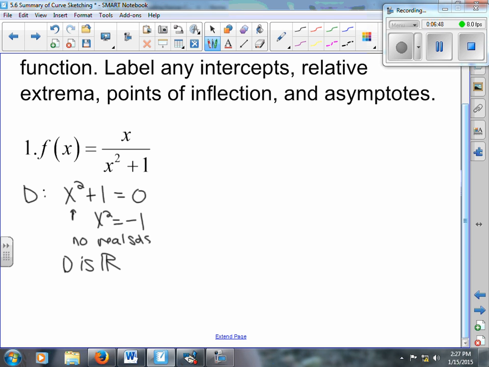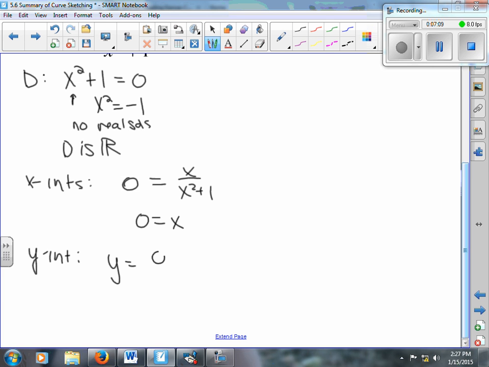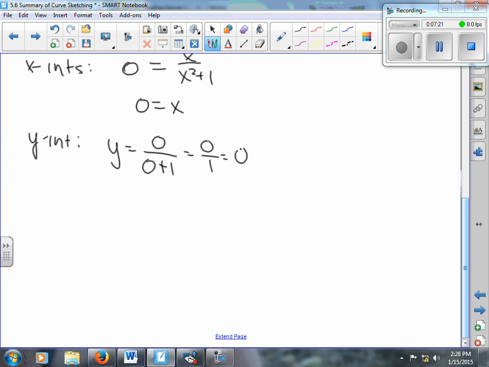Next, let's find the x-intercepts. To find the x-intercepts, I make y 0, or the function value 0. So 0 equals x divided by x squared plus 1. Really, this is just when the numerator equals 0, and that's at x equals 0. The y-intercept is going to be redundant now, because as soon as I replace x with 0, I'm definitely going to get 0, because x equals 0 was my other intercept. So I only have one intercept here. It's the origin, (0, 0).